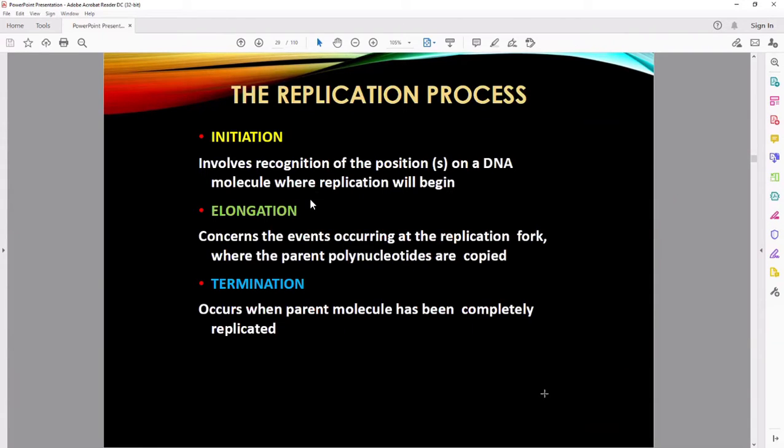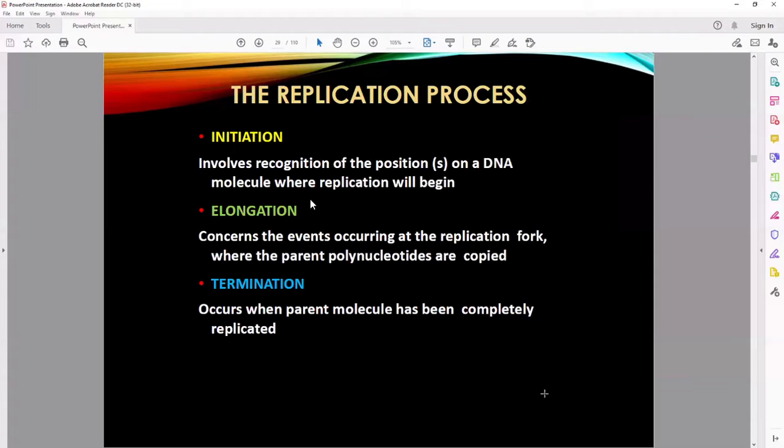Basically, the process can be divided into three important parts: initiation, elongation, and also termination. Initiation involves recognition of the position on a DNA molecule where the replication will begin. That's why we have the origin of replication, which needs to be recognized for the replication to begin. Elongation starts in a bidirectional direction at the replication fork, where the parent polynucleotides are copied, and termination occurs when the parent molecule has been completely replicated. So once the replication process is complete, it is going to be terminated.